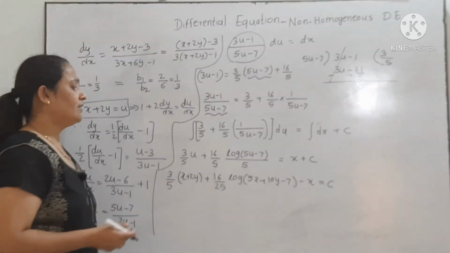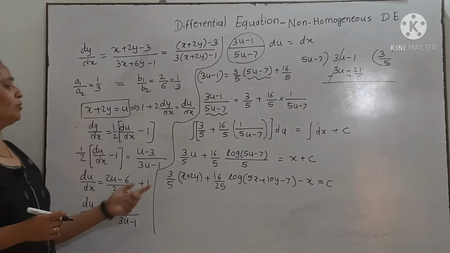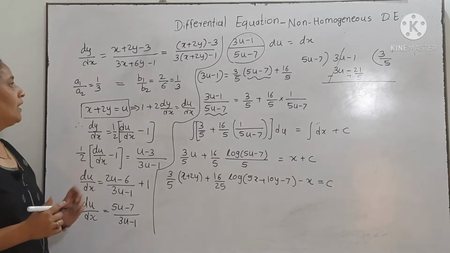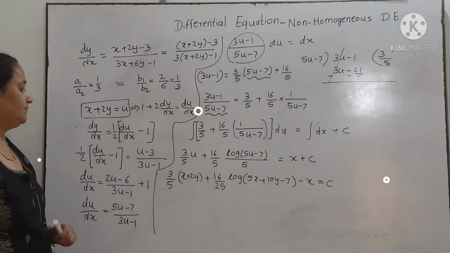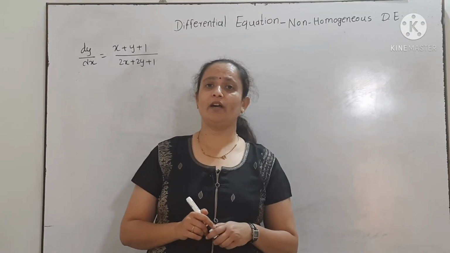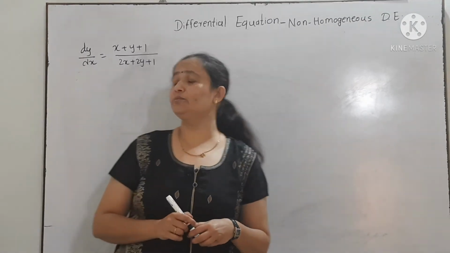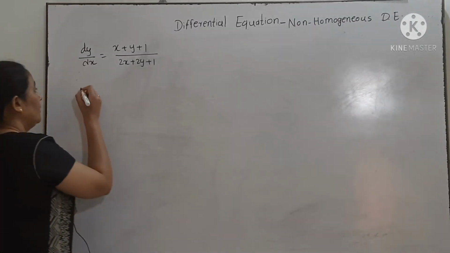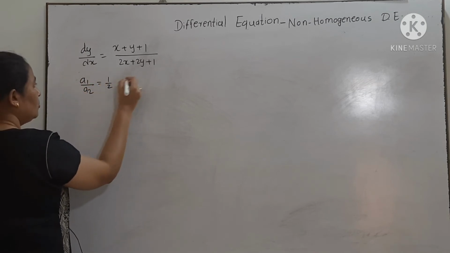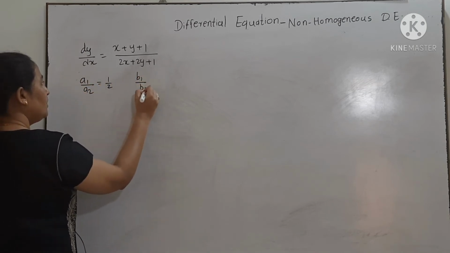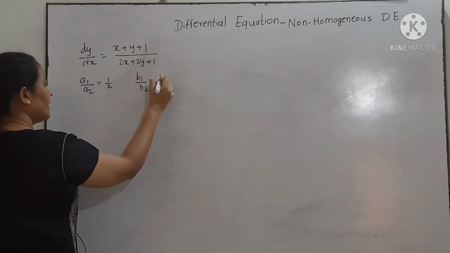Some people will further simplify this, but this is the procedure to solve the problem. I think I am clear to all of you. We'll take one more example. dy by dx equal to (x plus y plus 1) upon (2x plus 2y plus 1). Again, if you observe, a1 upon a2 equal to 1 by 2. b1 upon b2, that is the coefficient of y, is again 1 by 2.